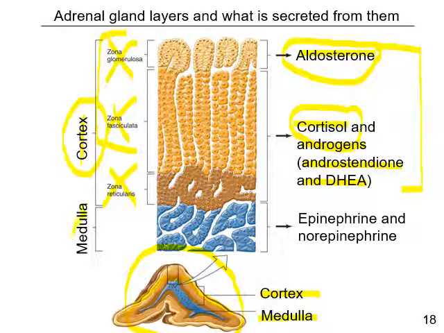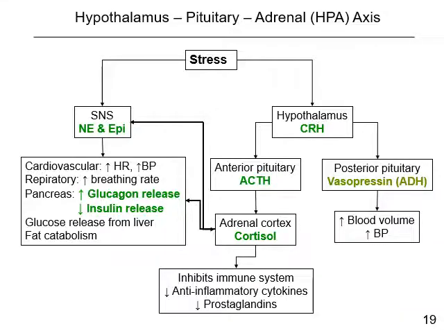The adrenal medulla is also important for the release of stress-related hormones, epinephrine and norepinephrine. These are also critical for the stress response, especially in the control of heart rate, heart contraction, and blood pressure, which is essential for responding to stress. So here is a flow chart for the hypothalamic pituitary adrenal axis, the HPA axis, for the response to stress.